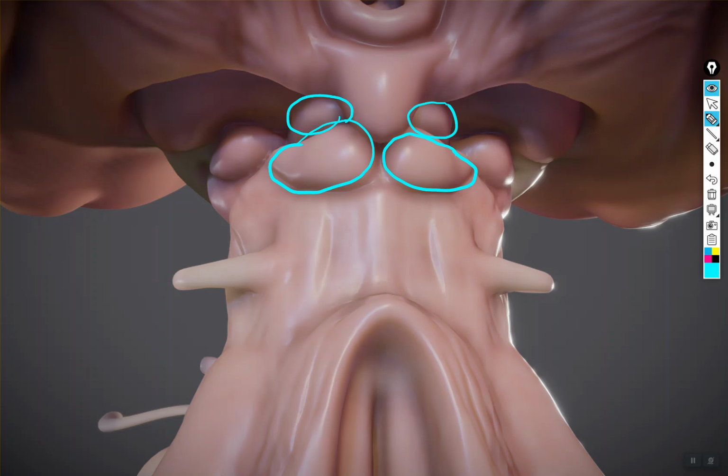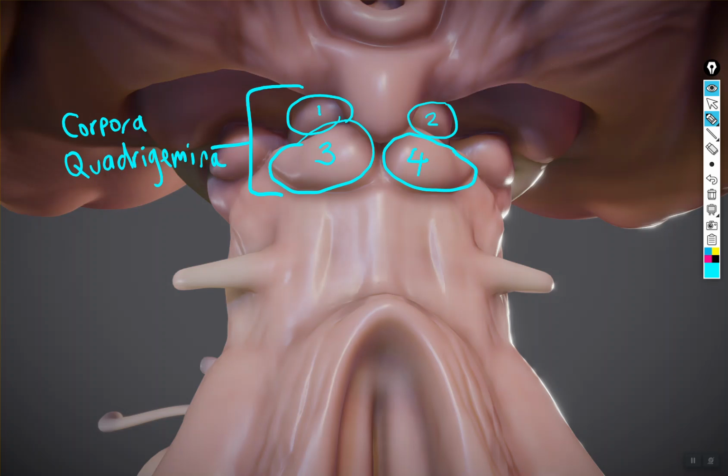So all together, two per side, as a group, we call these the corpora quadrigemina. Corpora means bodies, and quadrigemina means four twins. So this name means the bodies of the four twins. So this is twin 1, 2, and twins 3 and 4. And I can't draw 4 today, apparently. Let's try that again.